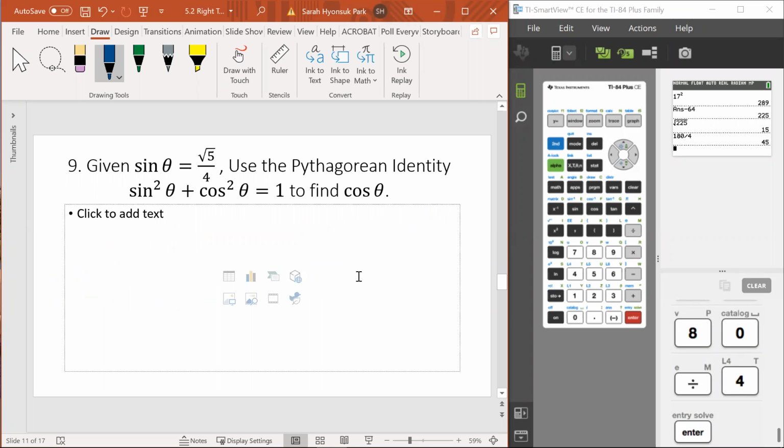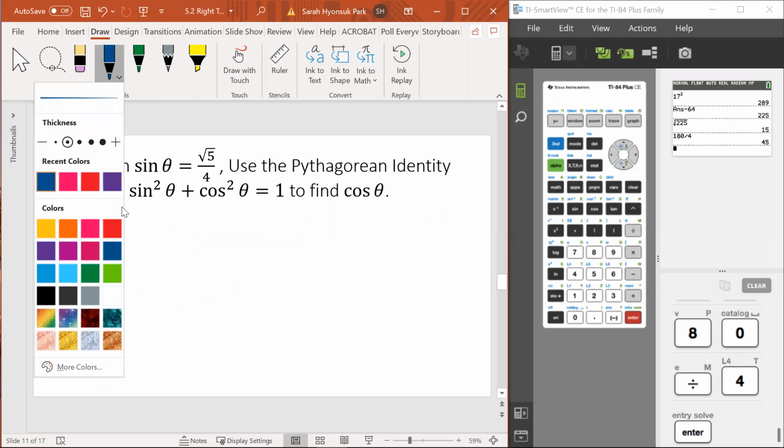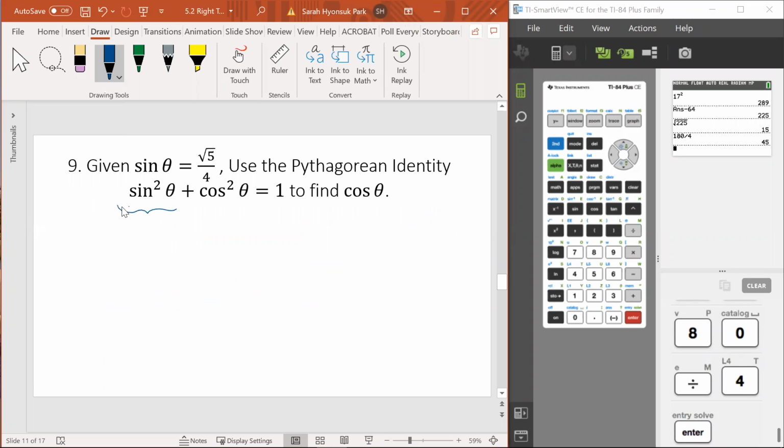Okay, so let's see here. It says given sine theta is √5/4. Let's use a Pythagorean identity, sine squared theta plus cosine squared theta, to find cosine theta. Okay, so here, sine theta is √5/4. One thing to note about what sine squared theta means, I should write it down here.